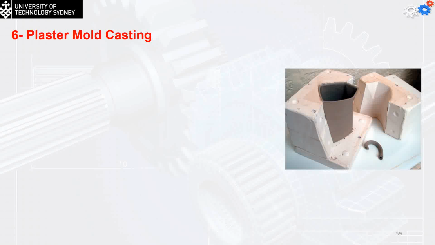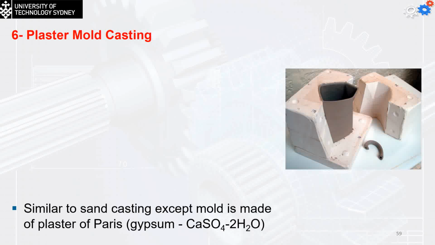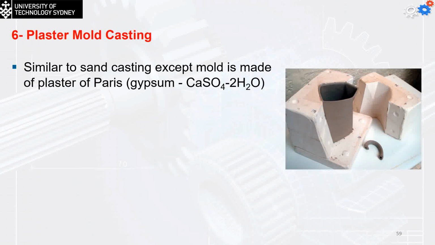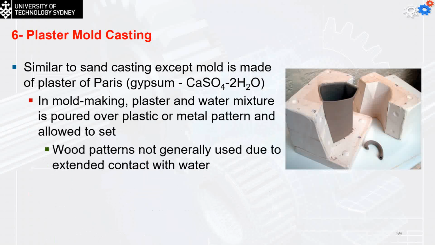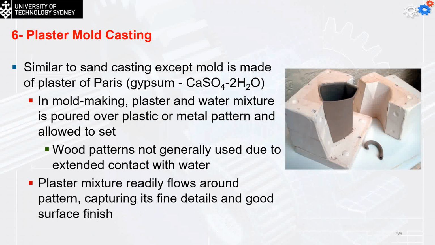The other process is plaster mold casting. Similar to sand casting, except that instead of sand, we are going to use plaster of Paris, which is gypsum. In the mold making, the plaster and water mixture is going to be poured over the plastic or metal pattern, and it's going to be allowed to set. The wood pattern is not generally used because the extended contact with the water is going to damage the pattern. The plaster mixture is going to readily flow around the pattern and capture its fine details and good surface finishing.